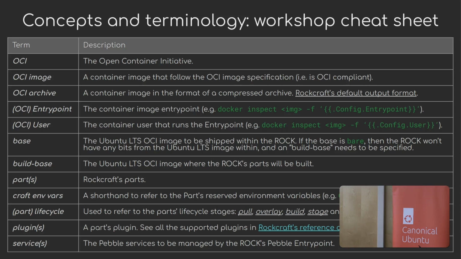The part lifecycle, that's the graph we just looked at. So pull, overlay, build, stage, prime. Plugins, I don't know if you noticed, but that's where the abstraction takes place. In our sample, we were using a Python plugin, which means whatever build dependencies you need, whatever processes and compilation scripts are needed to compile your application, the plugin will do that for you. So it's an abstraction, okay? And also plugins are documented. You have support for Go, Node, Python, and so on, okay? And finally, services, it's the Pebble thing. It's what defines what processes will run when you start the container.